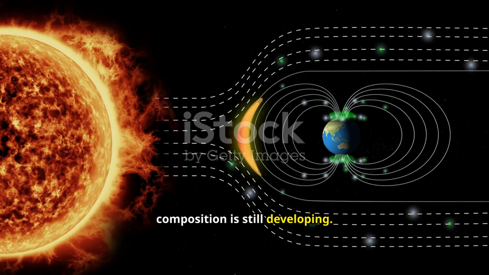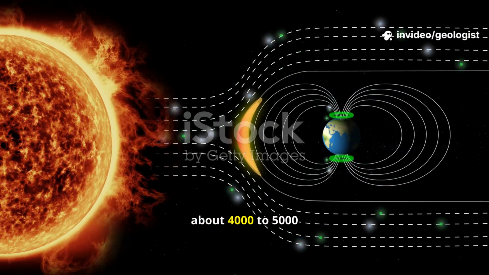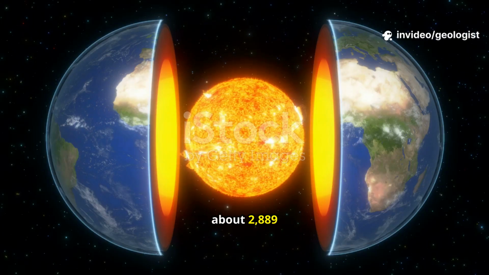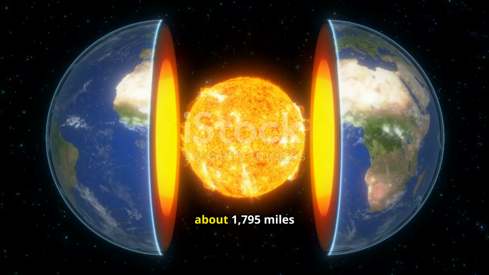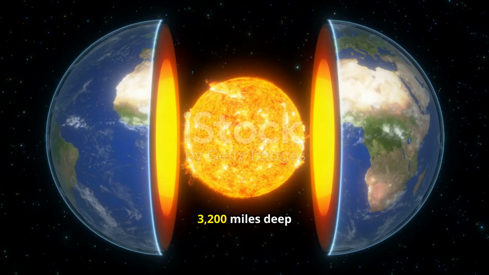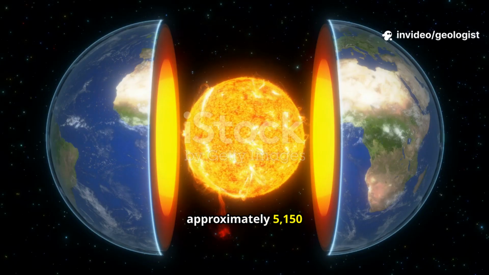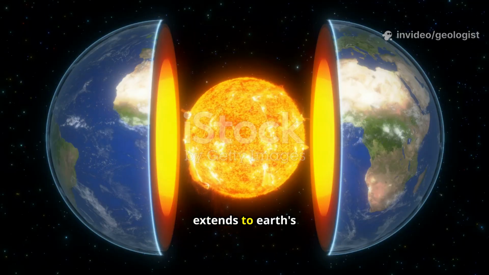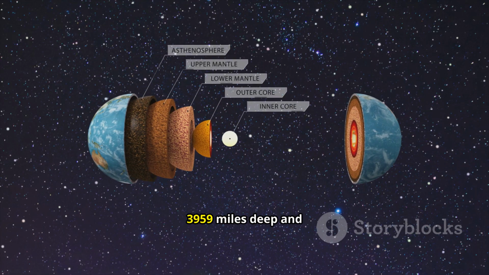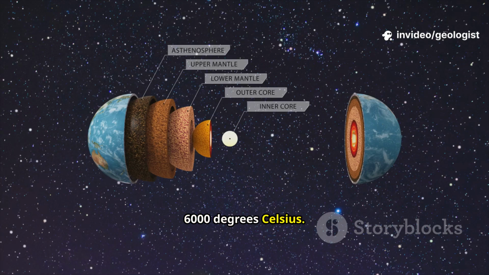Now, the Earth's outer core has been estimated to range in temperature from about 4,000 to 5,000 degrees Celsius and extends from the core-mantle boundary about 2,889 km, which is about 1,795 miles deep, to 5,150 km or 3,200 miles deep, while the inner core begins at the inner core boundary approximately 5,150 km deep, extends to Earth's center at around 6,371 km or 3,959 miles deep, and the inner core's temperature is about 6,000 degrees Celsius.